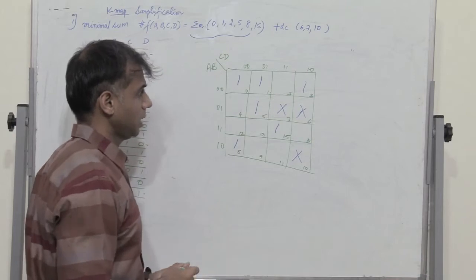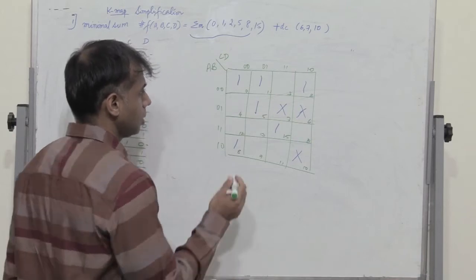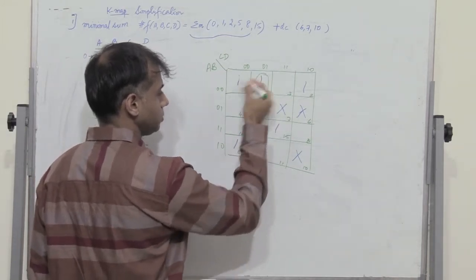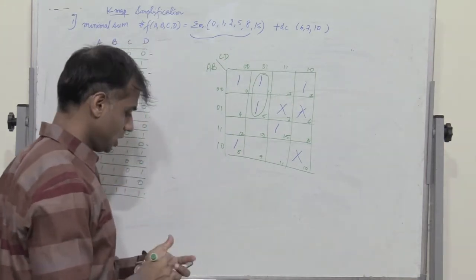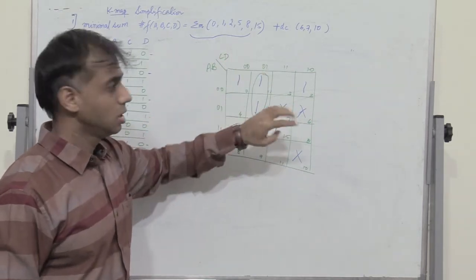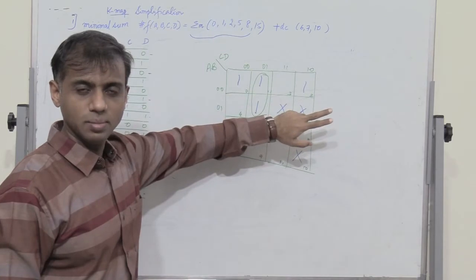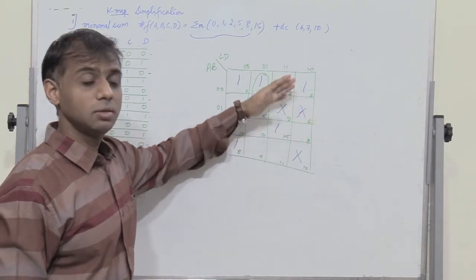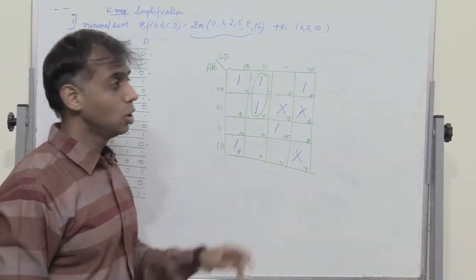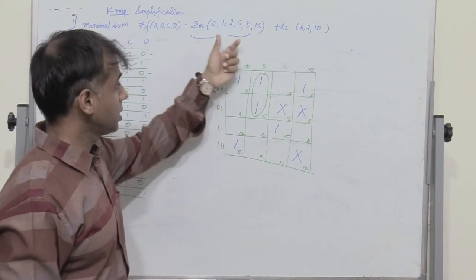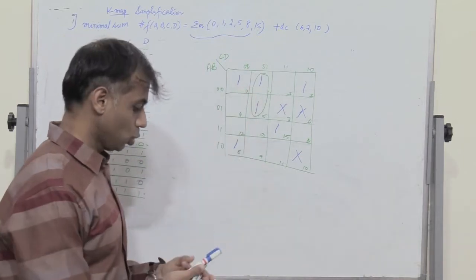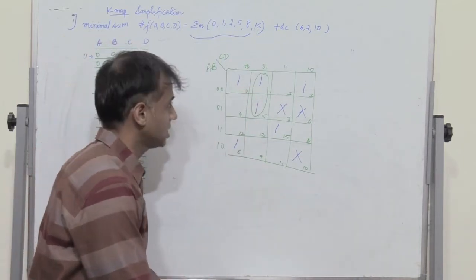So let's see how we can combine them. Now I have a 1 here, so this 1 can be grouped with this 1. When I group these two ones, when I have two ones which are combined, one variable gets eliminated. When 4 ones are combined, 2 variables get eliminated, and when 8 ones get combined, 3 variables get eliminated. In the previous example, we had combined 4 ones, so 2 variables were eliminated. So in the final expression, we only had two variables, that is BD plus B bar D bar. So here I am combining 2 ones, so therefore only one variable gets eliminated.